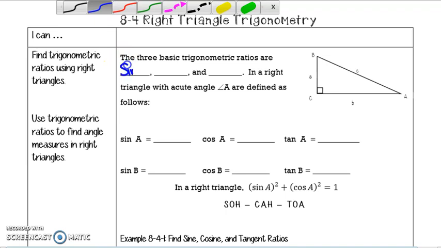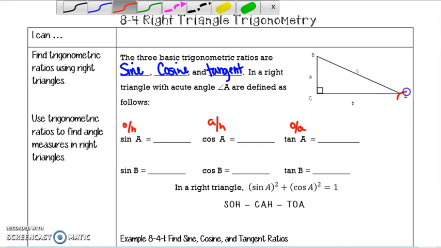So sine, cosine, and tangent are the three ratios that we're going to be looking at in this unit. It has to be a right triangle, and in a right triangle with acute angle A, we would then set up our ratios for sine of A. So SOHCAHTOA. This is the opposite side over the hypotenuse side.